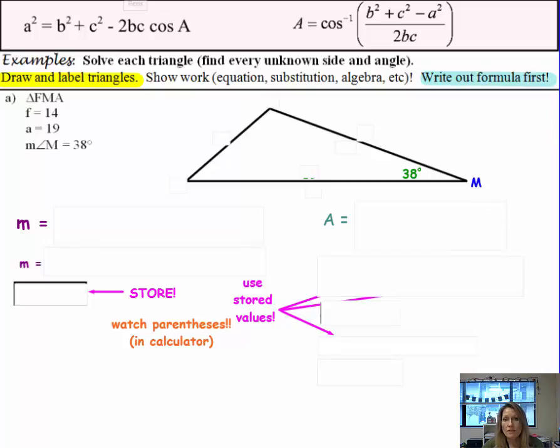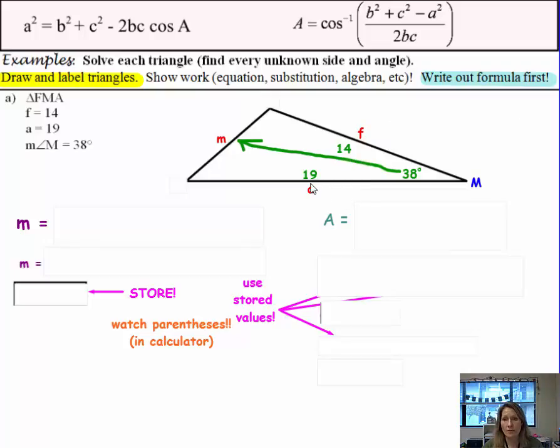Remember that your side lengths and angles, the names, will be opposite each other. So if this is angle M, the side opposite will be side M. Our other two sides will be F and A, and I'm going to say A is bigger, it's 19, so that's going to be this longer side. I'll label it with both the letter and the value given. So then the other side must be F.